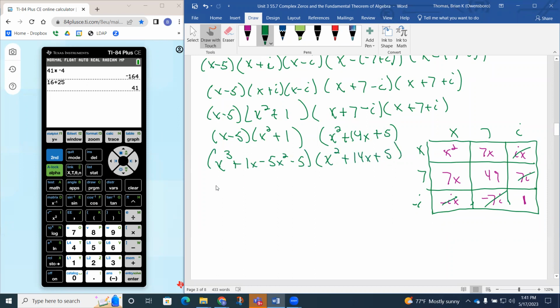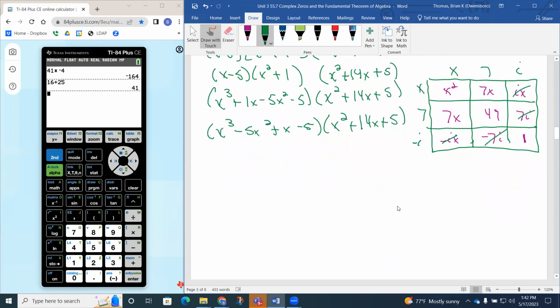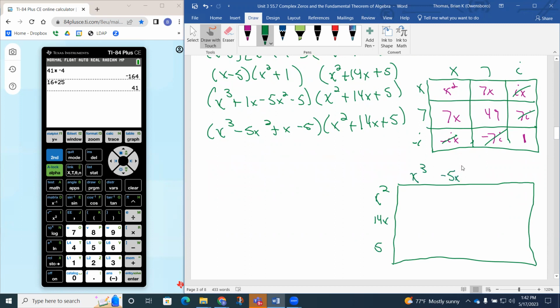So then I have this x squared plus 14x plus 50. None of those are like terms, so it's a good idea to put it in the correct order, though. So I have x cubed minus 5x squared plus x minus 5 times this x squared plus this 14x plus this 50. Since this is a 4 by 3, I'm going to go ahead and use the box again. Make a big old box. So I'm going to do the 3 on this side: x squared, 14x, and 50. x cubed, negative 5x squared, x, and a negative 5. So I'm going to partition this off here.